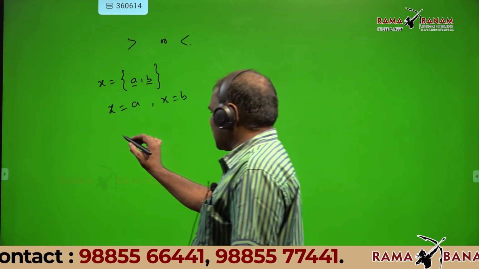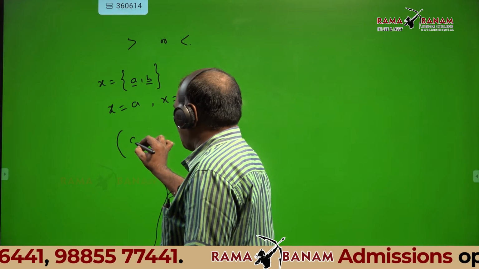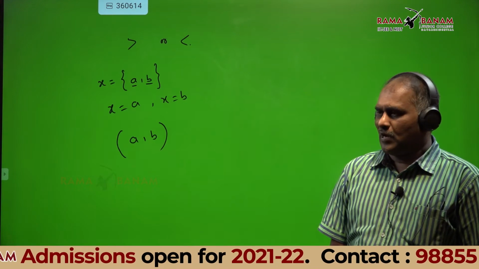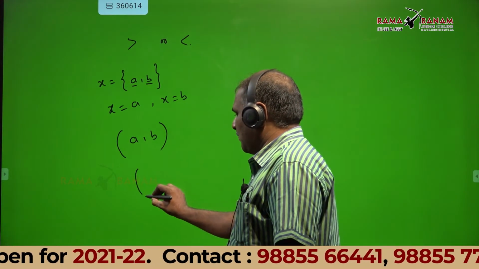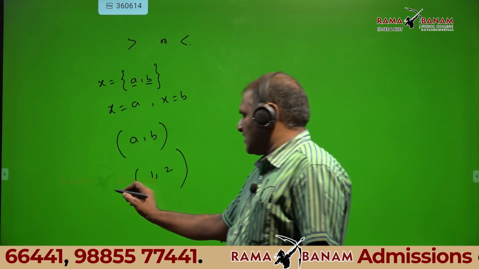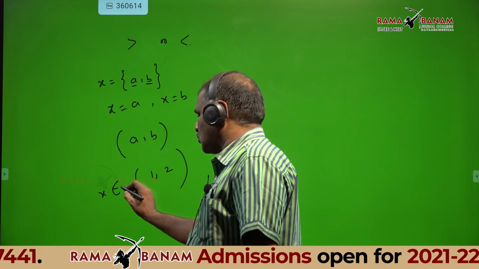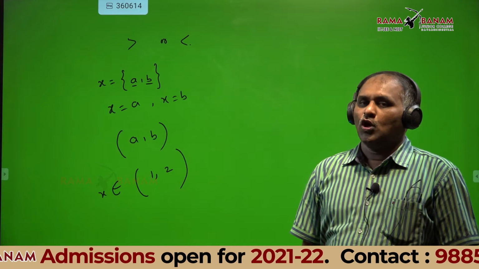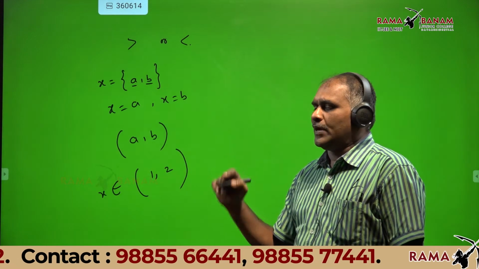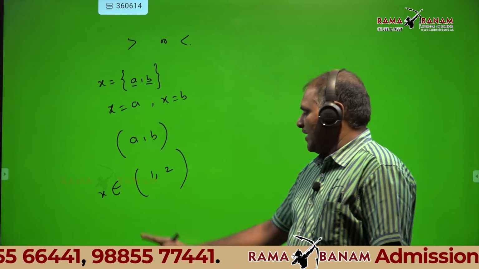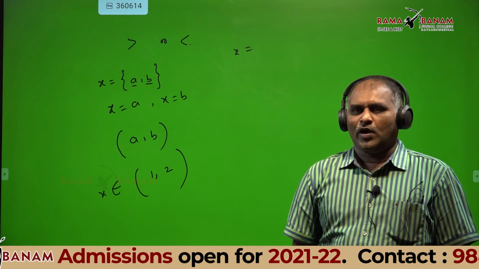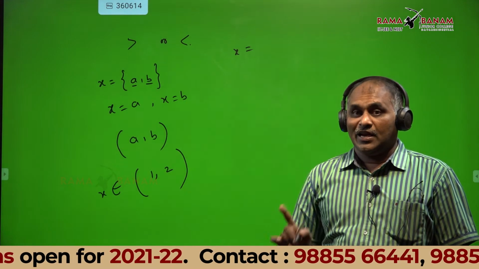Next, what is the meaning of the open bracket of A comma B? For example, open bracket of 1 comma 2. What is the meaning of this? x belongs to open bracket 1 to 2. That means all real numbers between 1 and 2.